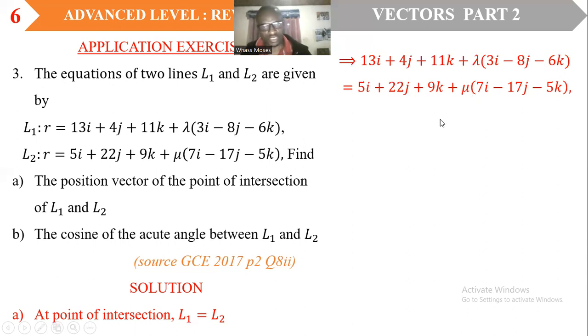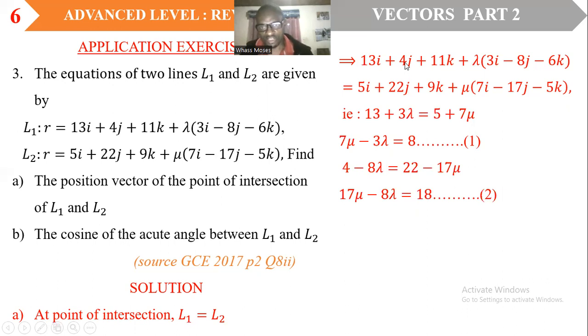Now, to find the point of intersection after equating these two equations, we need the values of lambda and mu, so that substituting in any of the equations of the lines will give us the position vector of the point of intersection. So we form three simultaneous equations using the components of I, J, and K in both equations. For the components of I, we have 13 plus 3 lambda in the first equation equals 5 plus 7 mu. This simplifies to 7 mu minus 3 lambda equals 8. We call that equation 1.